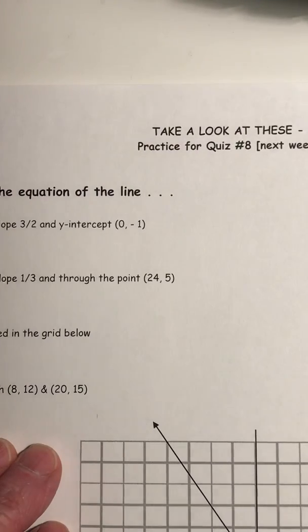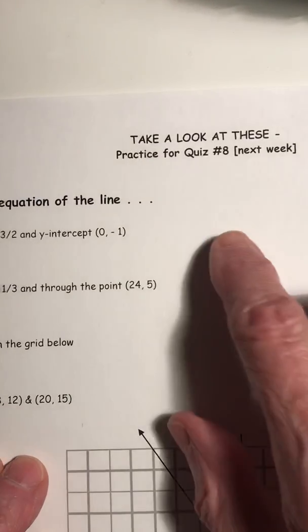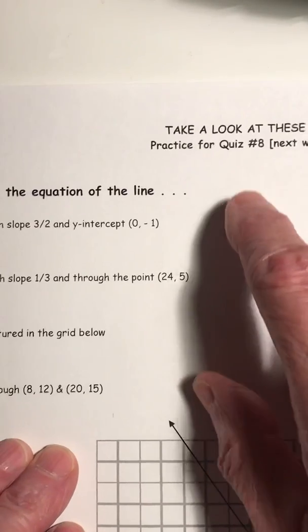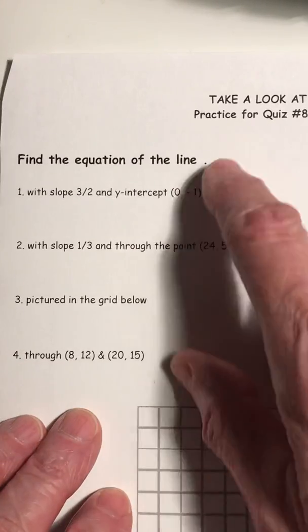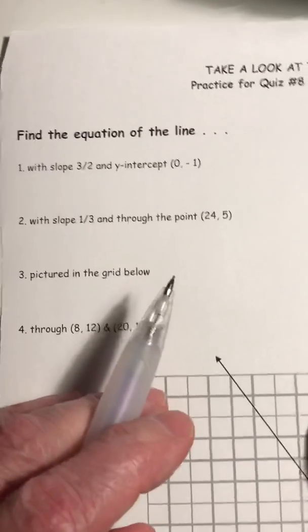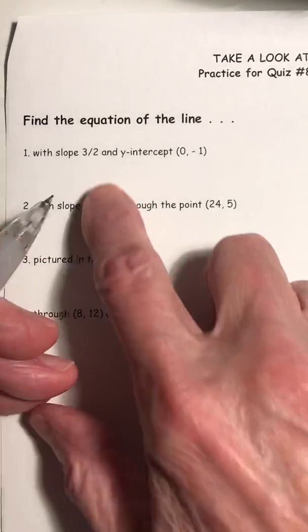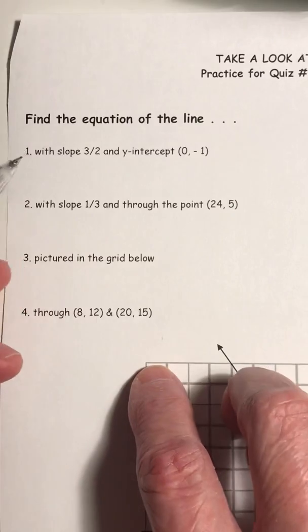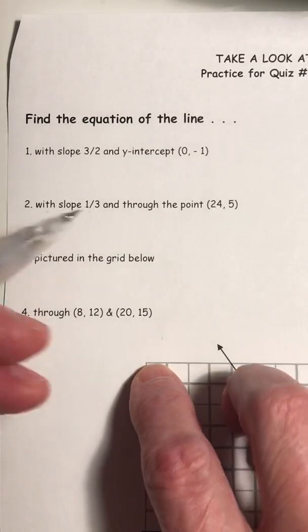If you want to get the full benefit of this and you haven't done these yet, do these on your own before you watch this video. I'm going to go over how they're done right now. We want to find the equation of the line for 4 different sets of clues.